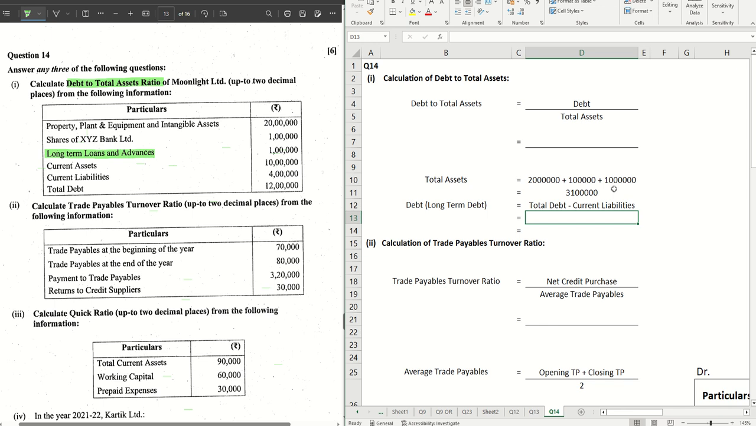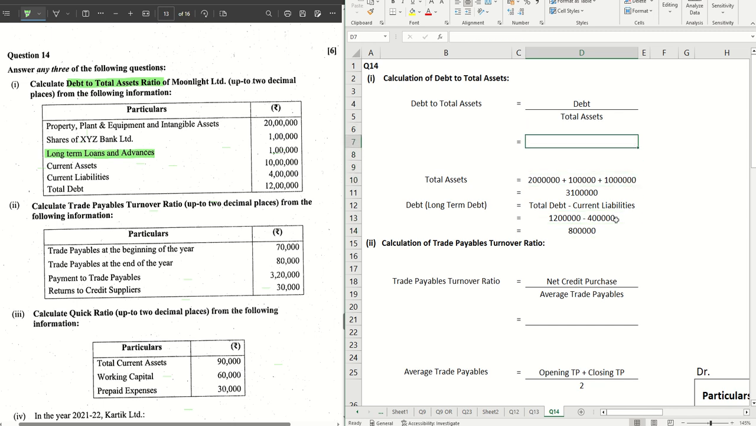Coming to long-term debt, we have the total debt given to us. Total debt is 12 lakhs and we have the current liabilities given to us, 4 lakhs. So the long-term debt will be total debt minus current liabilities. A straightforward sum which we have done a number of times previously as well. That's just a general understanding that we have. So that comes to 8 lakhs. So we have got these figures.